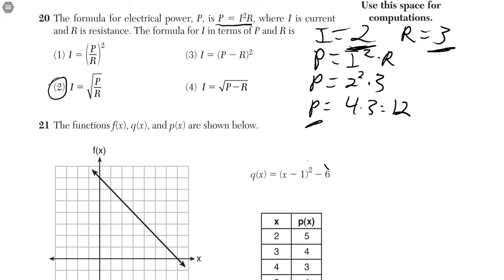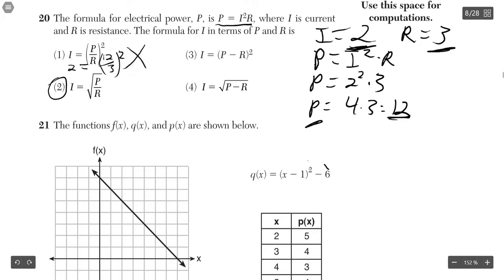Now let's see which one of these matches that. Let's say in choice 1, is it true that I is 2, that 2 equals P, which is 12, over R, which is 3, squared? Is it true that 2 equals 12 over 3 squared? Well, you could type into your calculator, but 12 over 3 is 4. 4 squared is 16. 2 does not equal 16. So that doesn't work.